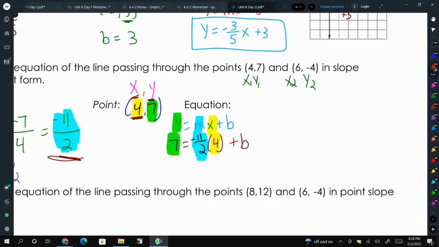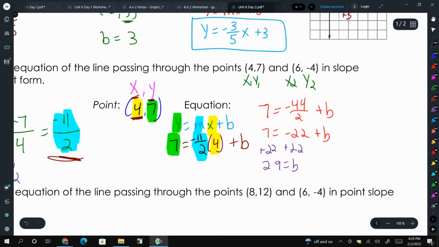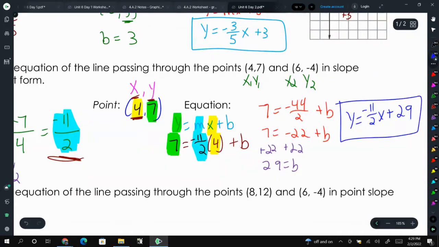To do that, we have 7 equals negative 11 over 2 times 4, which is negative 44 over 2, plus b. 7 equals negative 44 divided by 2, which is negative 22, plus b. Then add 22 to both sides. We get 29 is equal to b. So now we can write our final equation: y equals negative 11 over 2x plus 29. That would be our equation in slope-intercept form.